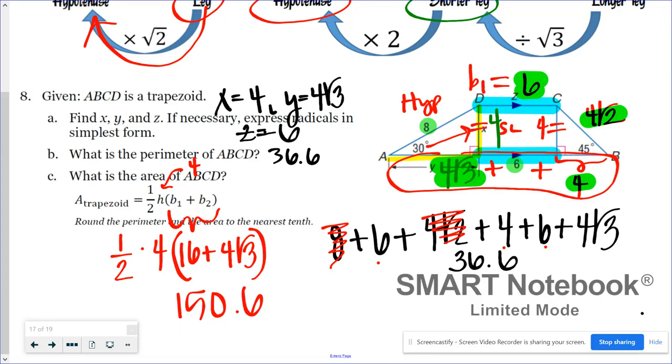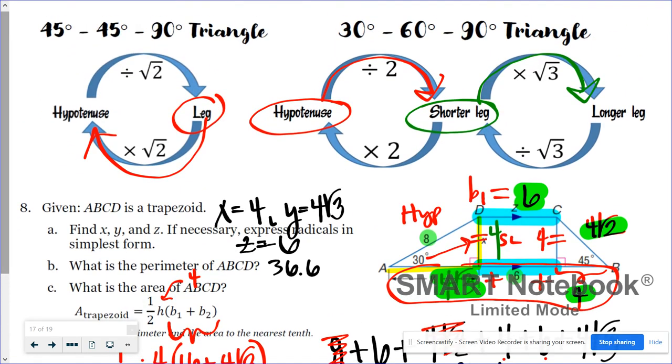So that was interesting, adding with square roots, huh? But really, we used our 45, 45, 90, and 30, 60, 90 to find those missing sides, and then perimeter and area is just some calculating. And so that's how we can further apply these two triangles in some geometry problems.